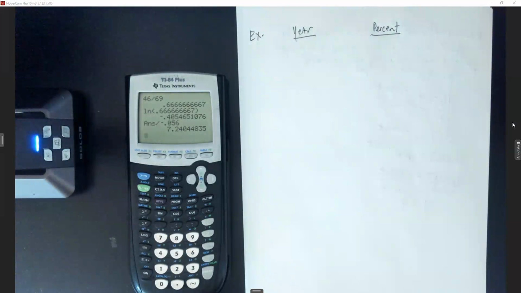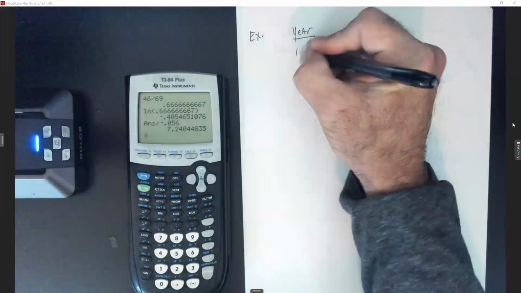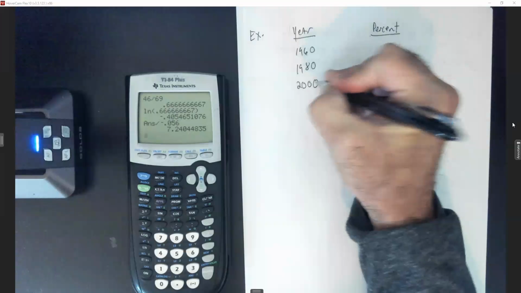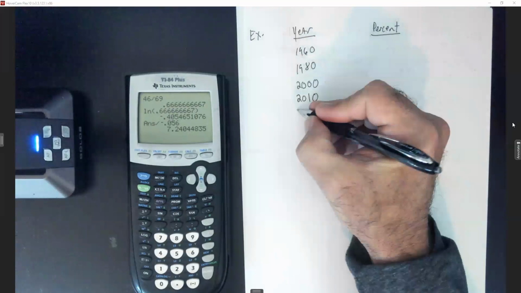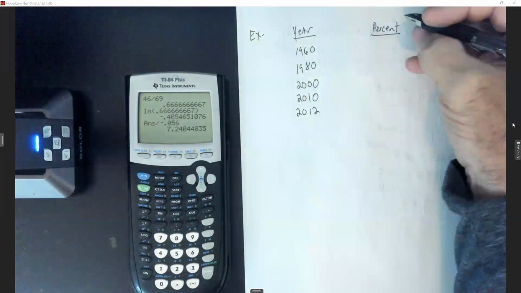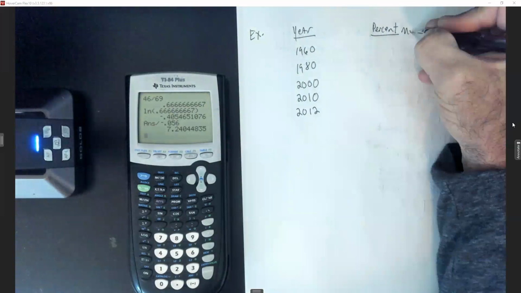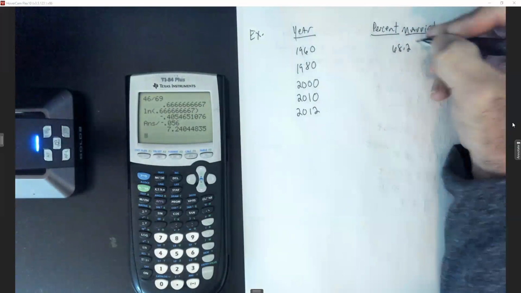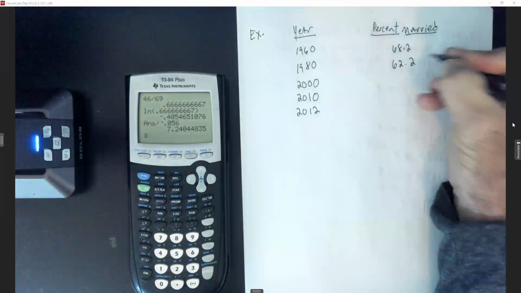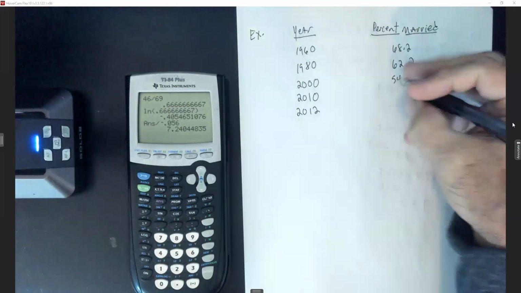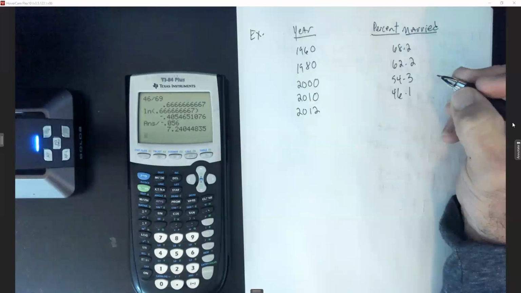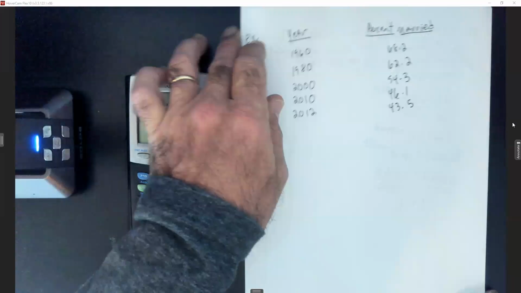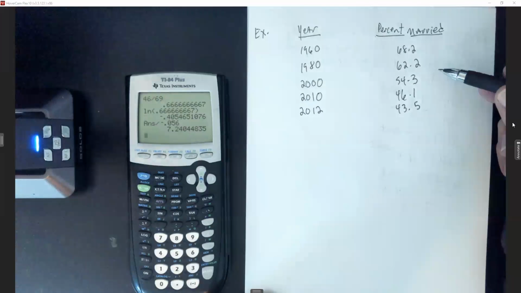All right, and let's see. This looks like this has a year 1960, 1980, 2000, 2010, and then 2012. So this is percent of adults who are married. Percent married, I guess I'll put that. So we had 68.2, 62.2, 54.3, 46.1, and then 43.5. All right, so there's my data. So it looks like less and less people getting married, at least from this data, right?